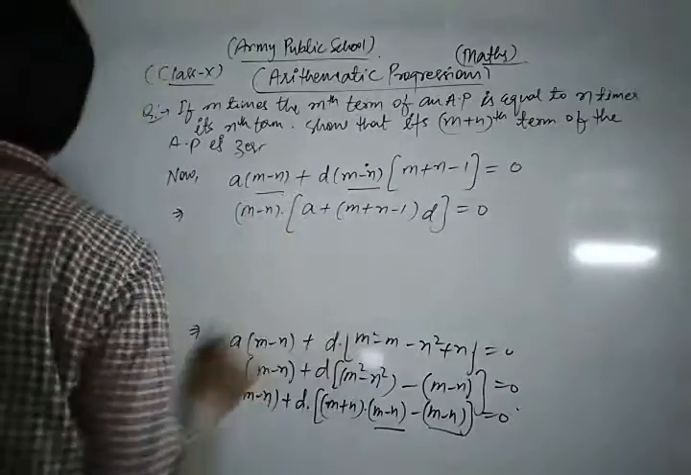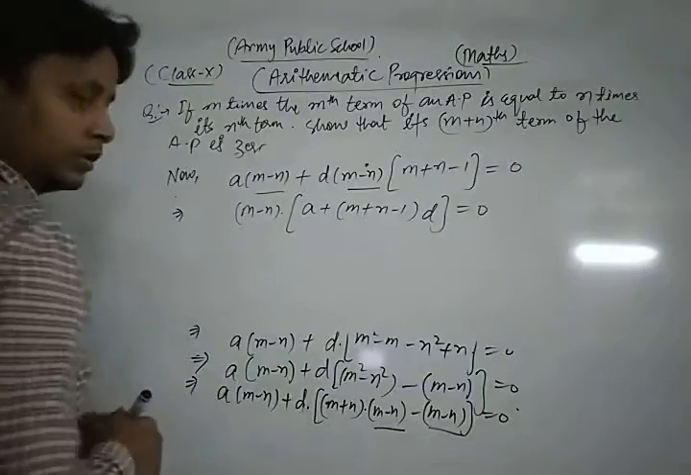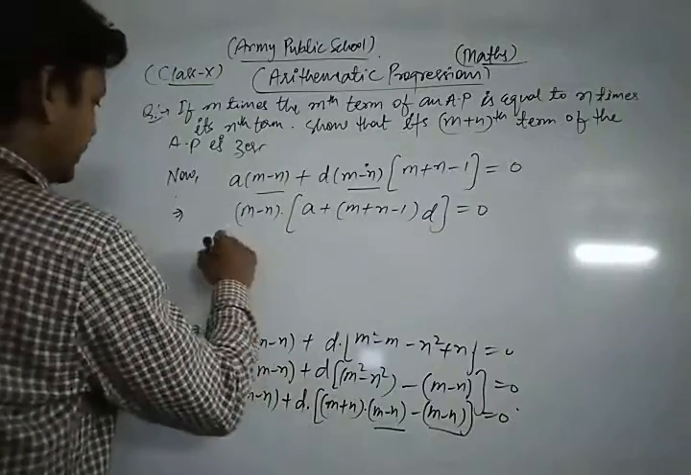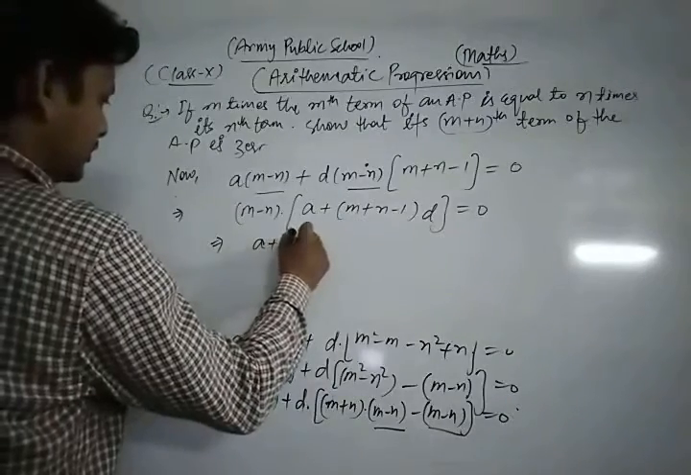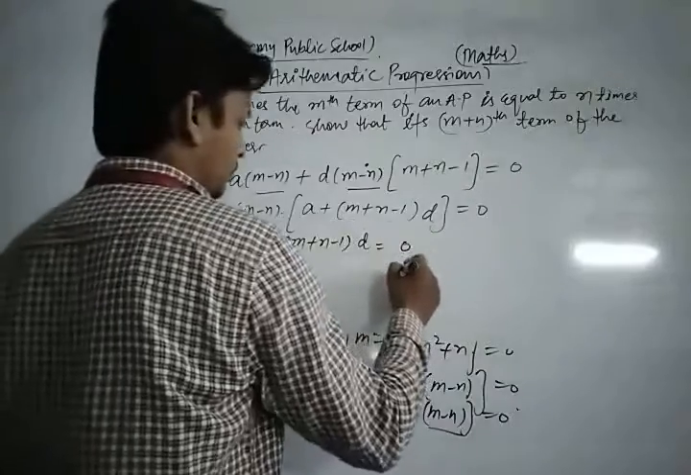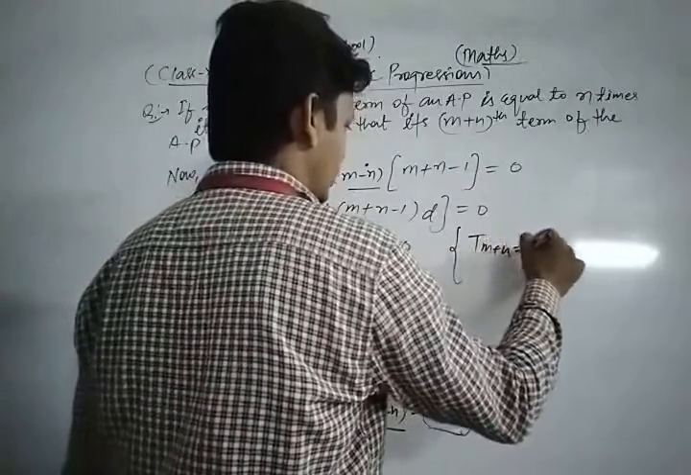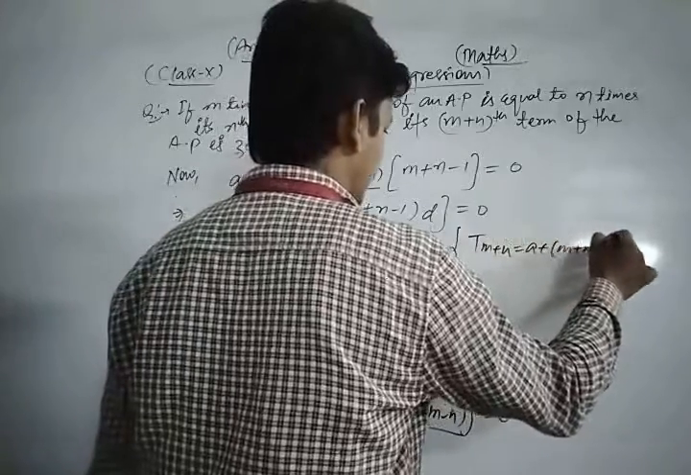Now m minus 1 transferred to that side, so it becomes 0. So we get a plus m plus n minus 1 into d is equal to 0. Thus, you know that the m plus n term is equal to what? A plus m plus n minus 1 into d.